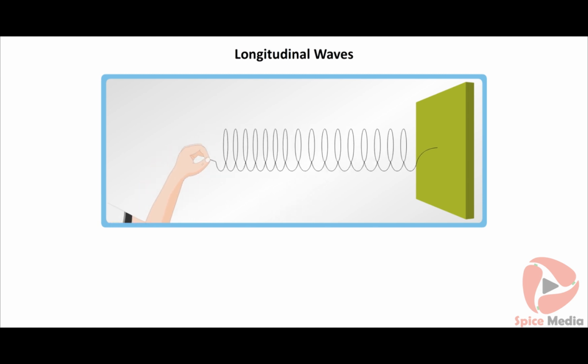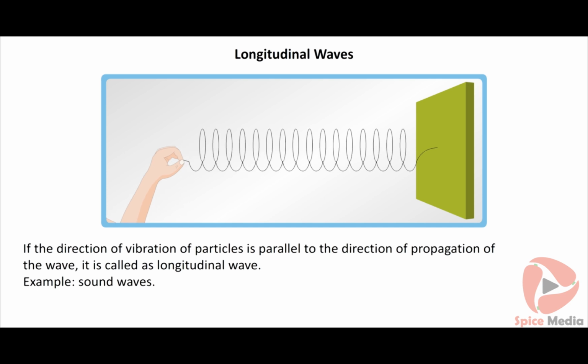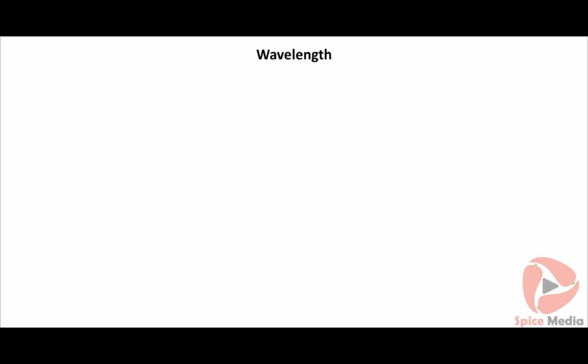Since the oscillating spring particles are displaced along the direction of propagation of the wave, this wave is called a longitudinal wave. Sound waves are the best example of longitudinal waves. View the animation on longitudinal waves. Now let us learn about the wavelength of the wave.